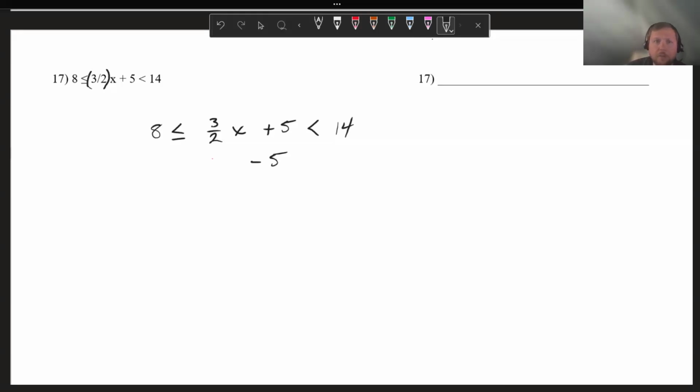So I want to get the 3/2 x by itself first. So I'm going to subtract 5 from each section. So now I have 3 is less than 3/2 x is less than 9. Next, I want to get rid of the 3/2, so I can multiply each section through by 2/3. It's positive, so it's not going to flip the direction on anything.